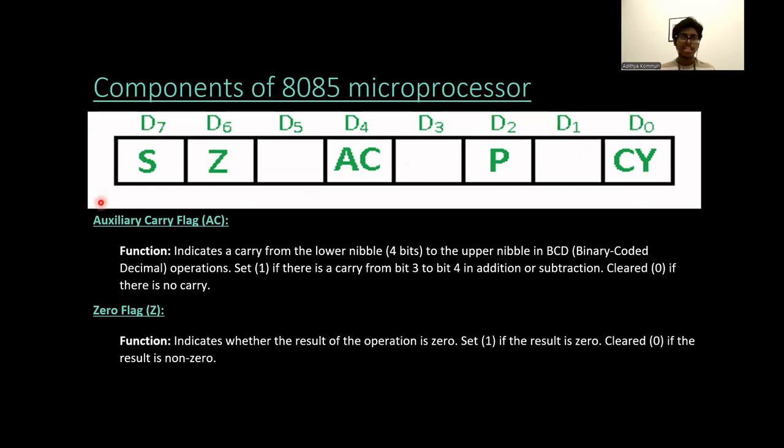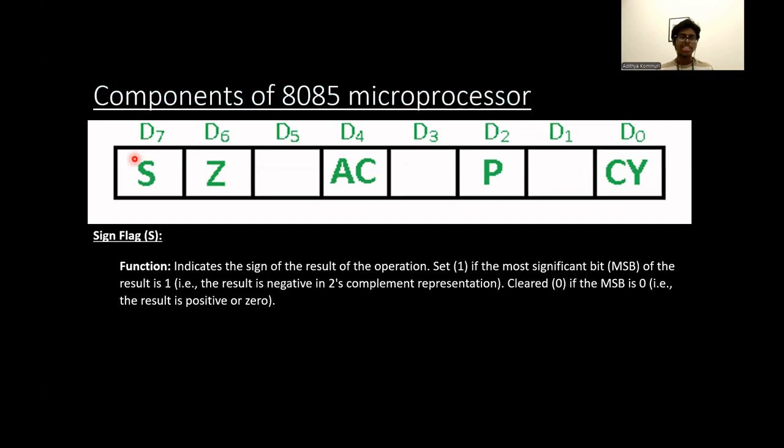And lastly, the MSB bit is the sign flag. As the name suggests, if it is set as 1, it indicates that the result is a negative number. If it is set as 0, it indicates a positive number. As 1 is the most significant bit, the result is negative in two's complement representation. If the MSB is 0, the result is positive or 0.